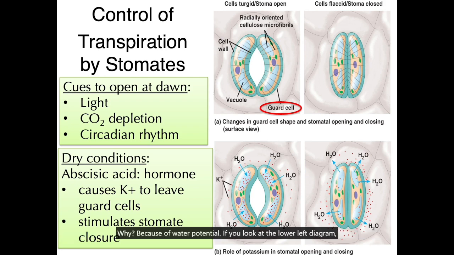If you look at the lower left diagram, you can see that potassium ions exist in higher concentration inside the cell, and therefore water flows into the cell because the high concentration of potassium ions lowers the water potential there. That's your basic idea, that increasing solute concentration decreases water potential, in particular the solute component. Therefore, water flows in and the cells are turgid. In the lower right, water flows out because the potassium ions have left because of abscisic acid. So abscisic acid is a hormone that causes potassium ions to leave the guard cells. So abscisic acid is associated with the closure of stomates in dry conditions.